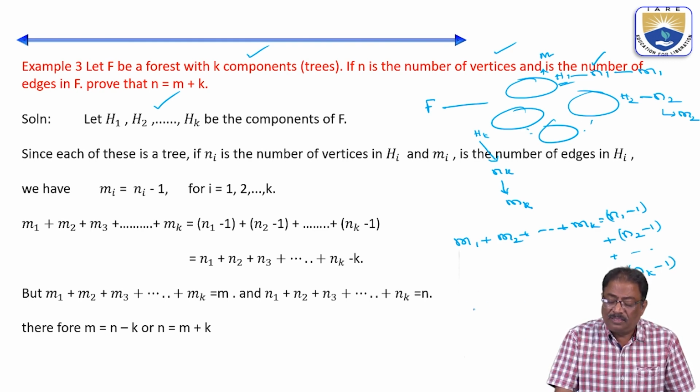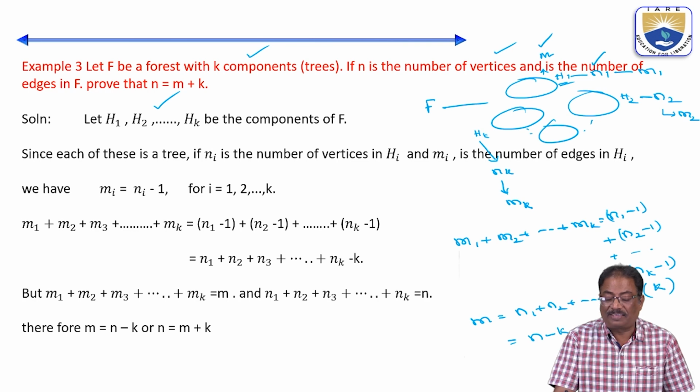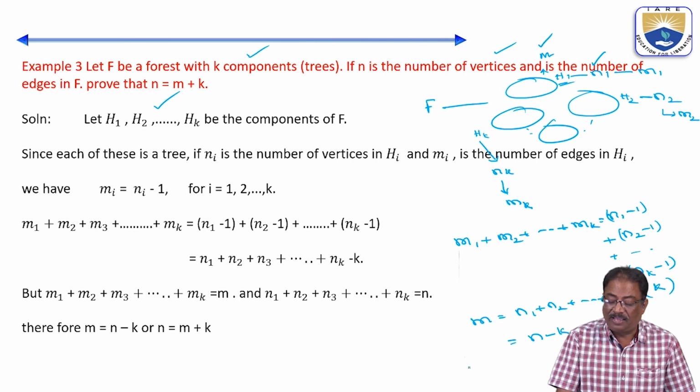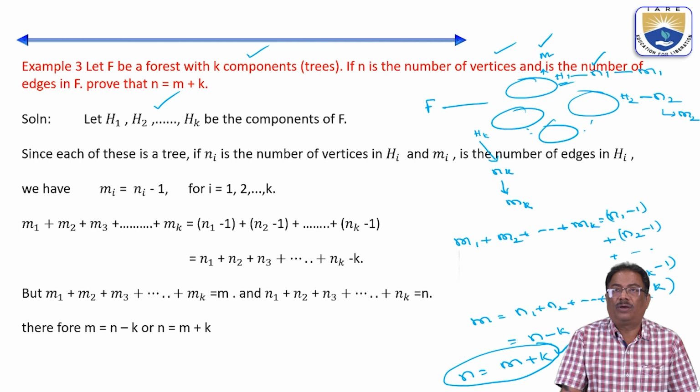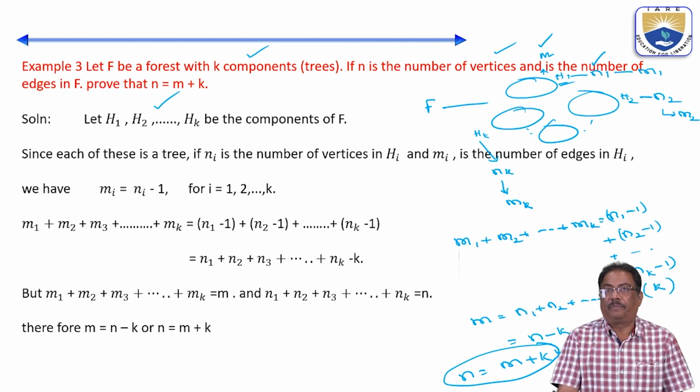So this is nothing but the total number of edges, which we take as m. So m is equal to n1 plus n2 plus and so on plus nk, minus 1 repeated k times. So it is the total number of vertices minus k. Then n is equal to m plus k. This is the way that we prove this example.